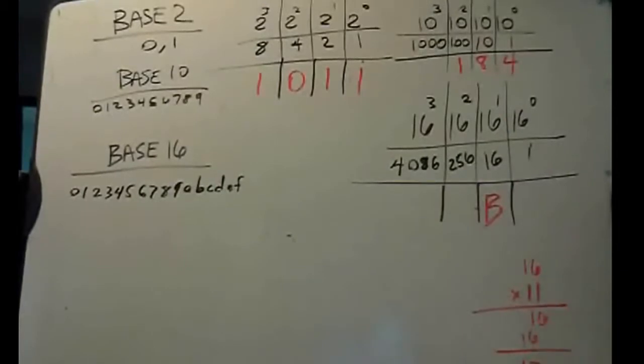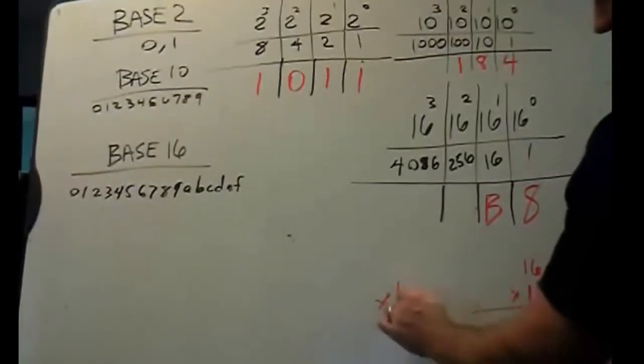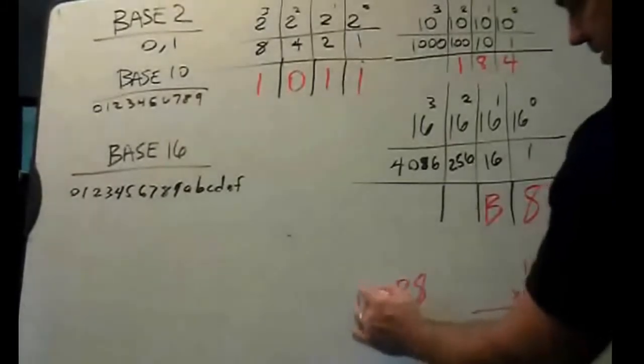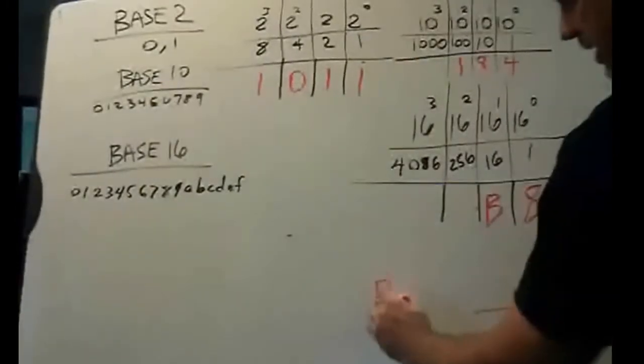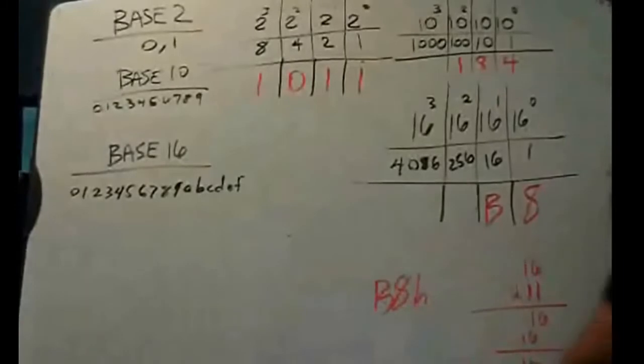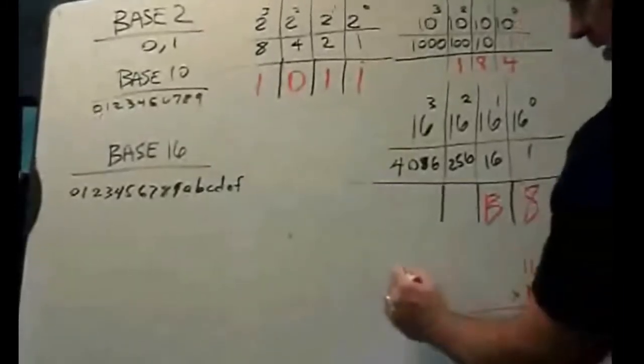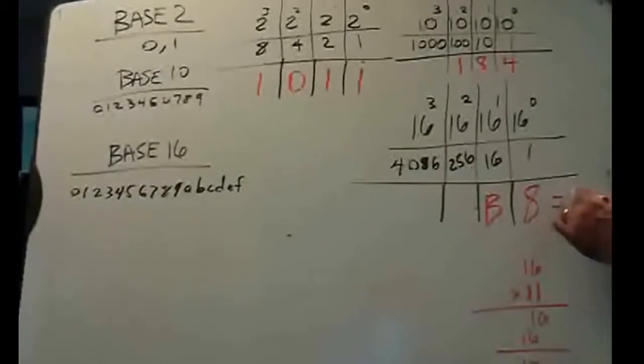So that's 176. Now, how many powers of 1 will I need? Well, to reach 184, I need 8 ones. So I'll put 8 here. In hexadecimal, you'd see this written like this: B8, or 0xB8, or maybe B8H for hex. But B8 essentially is 184. 184 in decimal is B8 in hexadecimal.